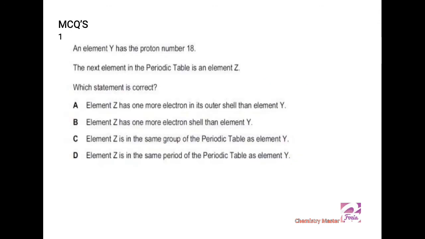So let us begin with the discussion of MCQs. The first MCQ is: an element Y has a proton number 18. The proton number is the total information about the atom, about the element, about its structure, its behavior, its physical properties and its chemical properties. So proton number 18 means its atomic number is 18. The next element in the periodic table is an element Z.